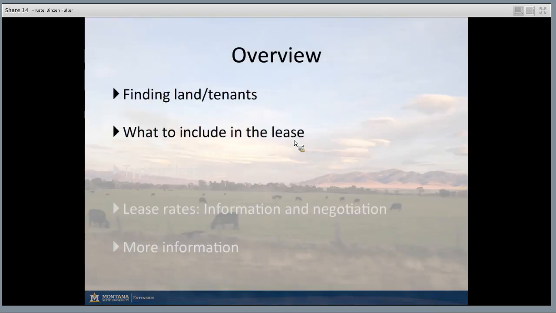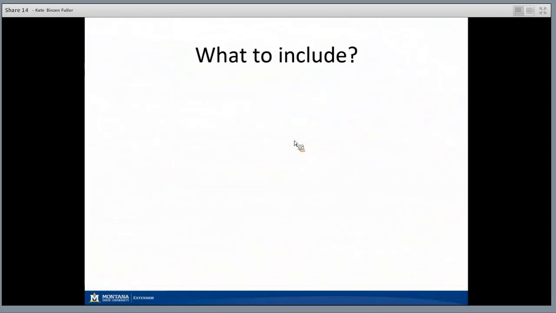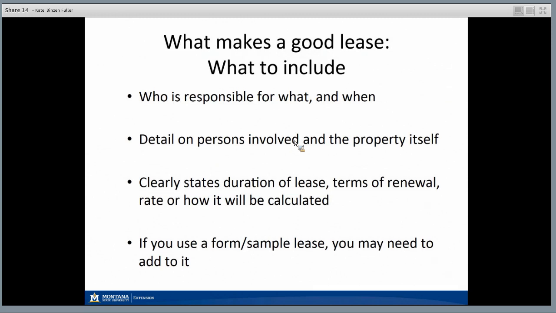So next I'm going to talk about what to include in a lease once you've found that piece of land. So what makes a good lease? So the very basic components is that you really want to lay out who is responsible for what and when those things are going to happen. You want basic detail on the people involved and the property itself, so the official property name, people's full names.